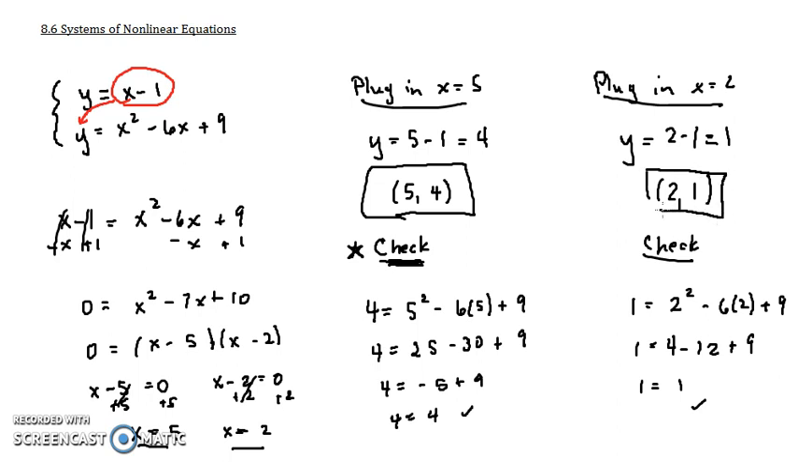If one of the answers did not check out, we would throw that one out. If both of the answers did not check, that's a red flag that you did something wrong and you need to go back and check your work, because if there's two answers, you should save at least one of them. Okay, so that's the idea for nonlinear equations. Let's go ahead and try one more together.